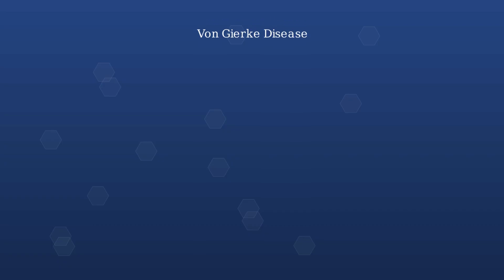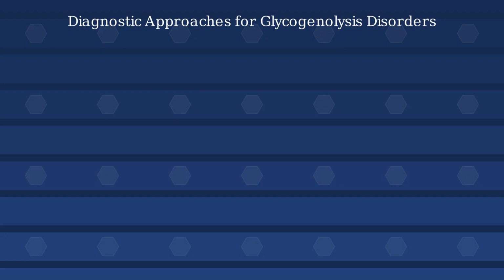Von Gierke disease illustrates how a single enzyme deficiency in the glycogenolysis pathway can disrupt multiple metabolic processes throughout the body. Diagnosing glycogenolysis disorders requires a comprehensive approach using multiple testing methods.